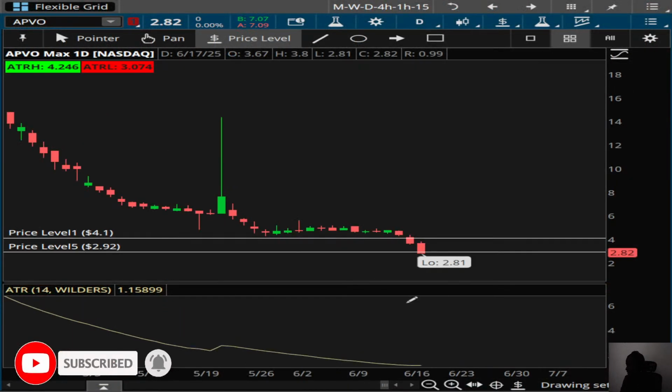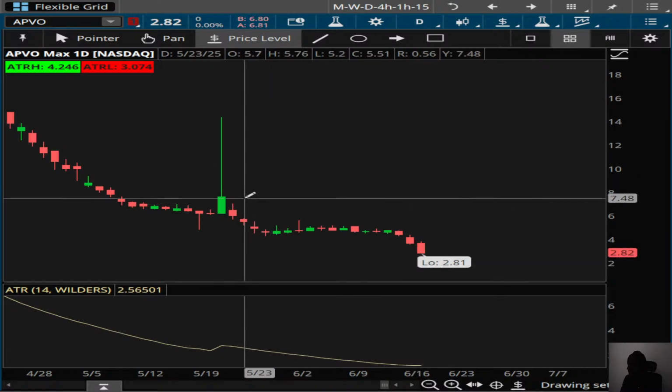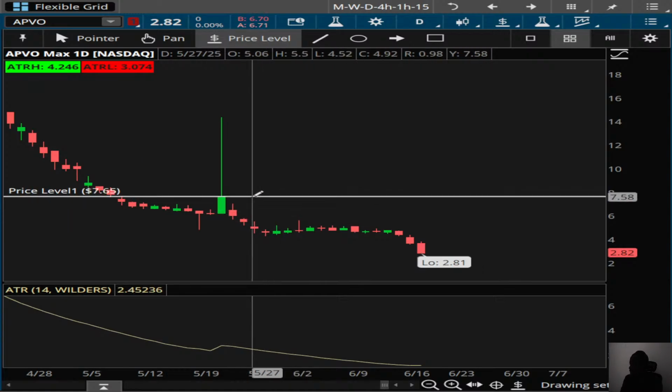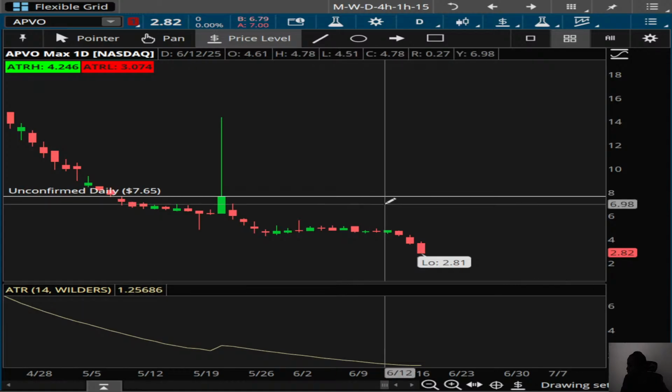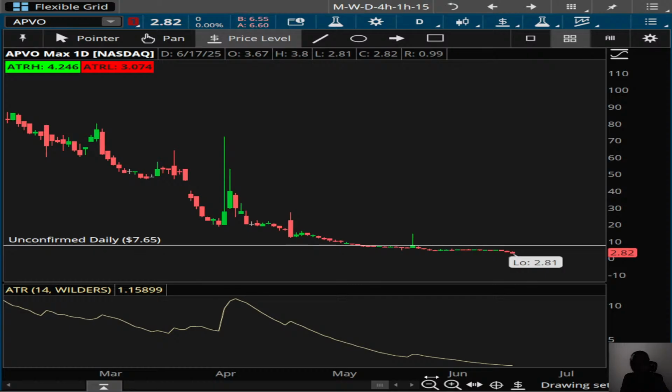Are there any interesting levels? I'm going to go ahead and clear this old drawing set. And right now it is trading, let's see, around this level here. It just touched this level here. So we'll put this as an interesting daily level. Daily unconfirmed daily. Don't know what it wants to do up there. At 765, what do you want?